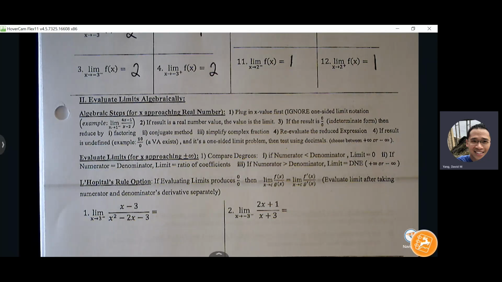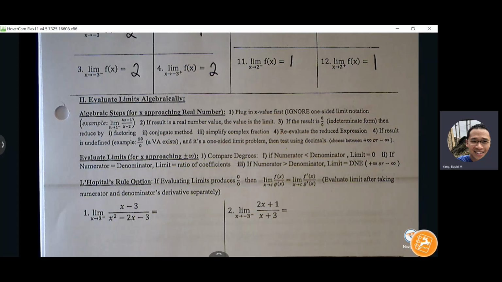So we have to rely on these algebraic methods or skills to help us find the limit. The first thing we do is, there's two categories, limit approaching infinity and limit approaching a real number. If it's approaching a real number, we go through a set of steps. If it's approaching infinity, we have a different set of steps. So if your limit is approaching a real number, like 2 or 3 or 4, the first thing you do is you just plug in that x value. Ignore the one-sided limit.